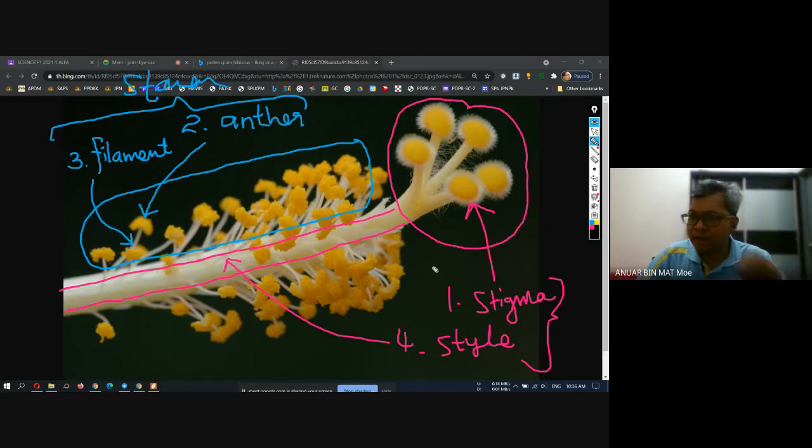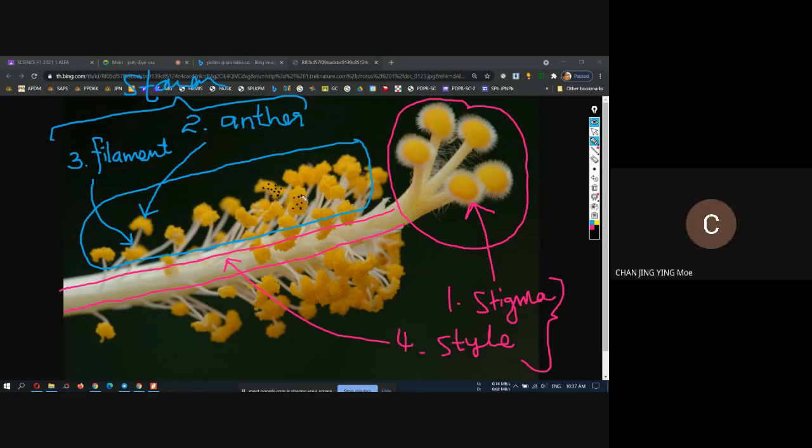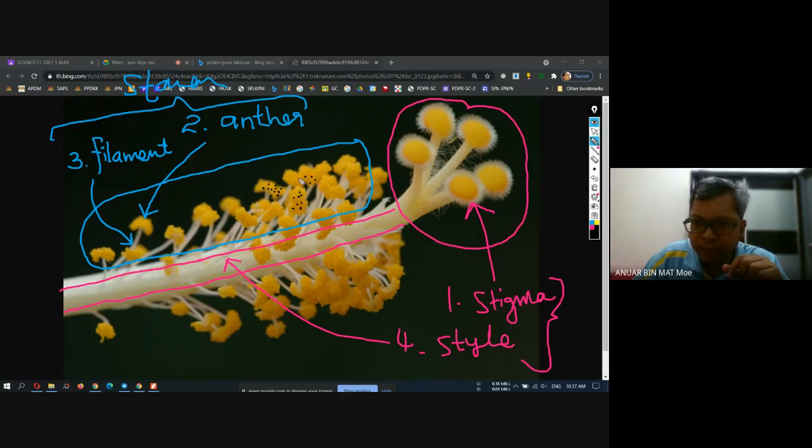Where is the pollen grain? Pollen grain before pollination. If you still remember, pollen grain is the male gamete. Pollen grain is on the anther of the flower. I use the black dot here to show you where the pollen grain is. Pollen grain is in here. Can you see it? Yes.